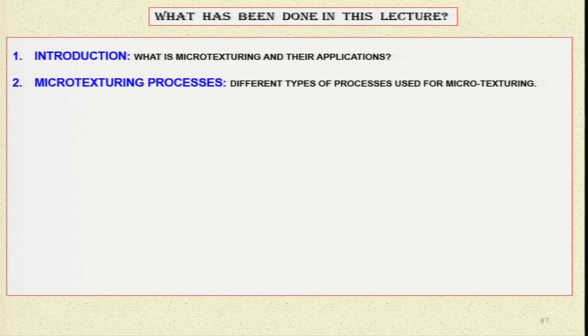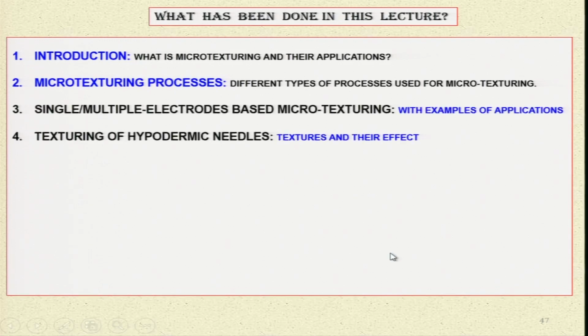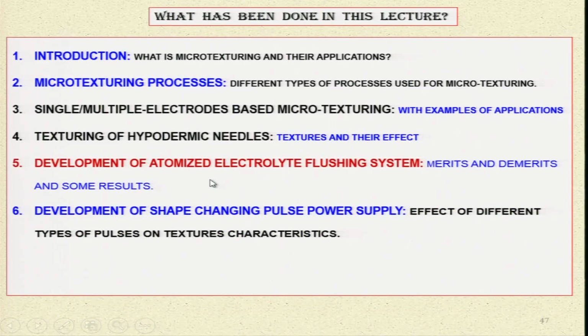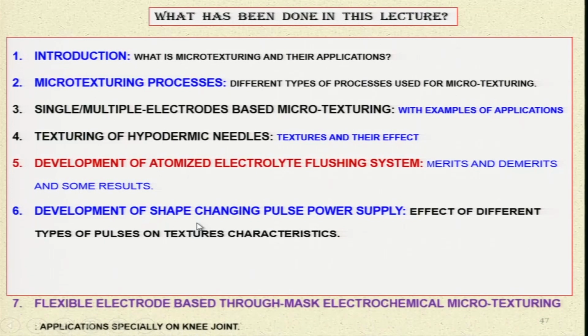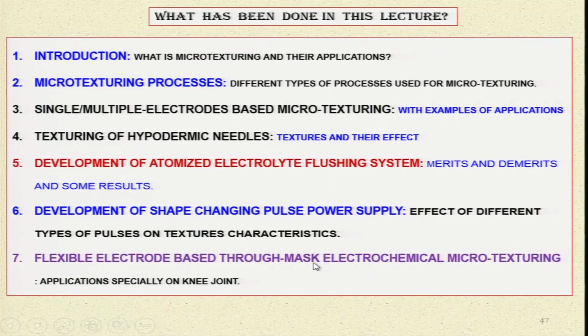So, what we have done in this particular lecture is what is microtexturing and their applications, different types of processes used for microtexturing, single and multiple electrode based microtexturing, texturing of hypodermic needles, development of atomized electrolyte flushing system, and development of shape changing pulse power supply. And finally, we also discussed the flexible electrode based through mask electrochemical microtexturing and their applications. Thank you very much.